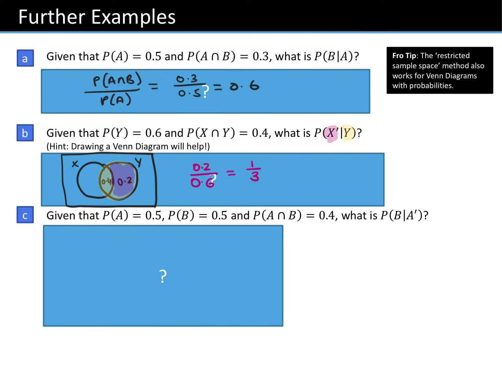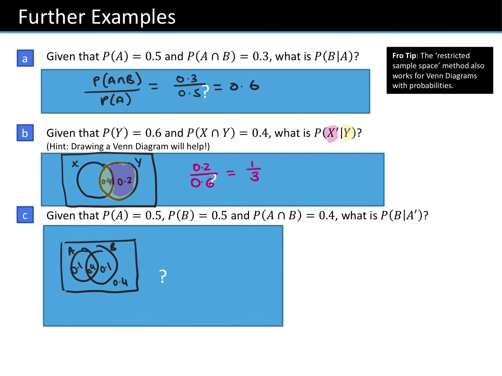Part C. The probability of A is 0.5, the probability of B is 0.5, and the probability of A intersection B is 0.4. What is the probability of B given not A? Again, I'm going to draw this out. A, B, it's given as the intersection, so we know that's 0.4. We know A is 0.5, so this must be 0.1. We know B is 0.5, so this must be 0.1. 0.1 plus 0.4 plus 0.1 is 0.6. So that means on the outside I have 0.4.